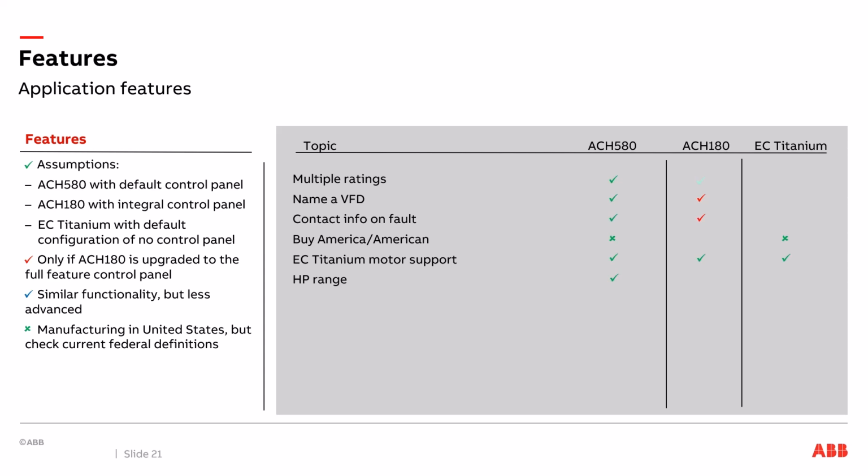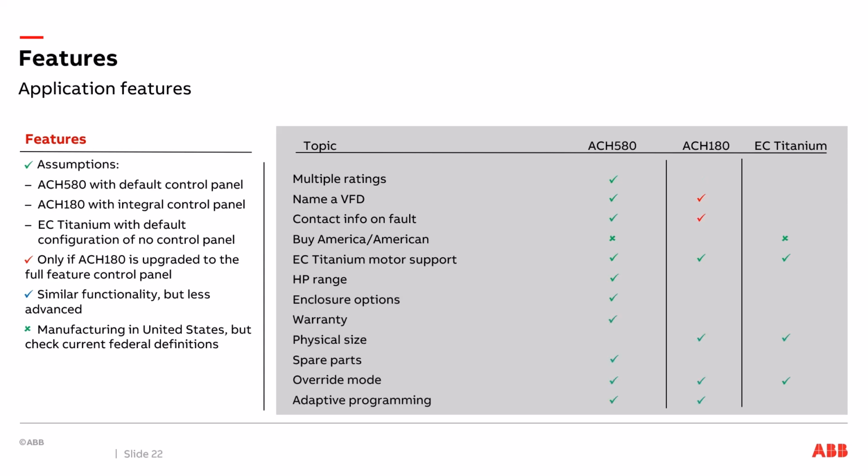The last one there, horsepower range. I didn't put the specific horsepower range in here because I don't want anybody to memorize a bunch of numbers. Just know that the 580 goes much larger in horsepower range compared to the 180 or EC Titanium.